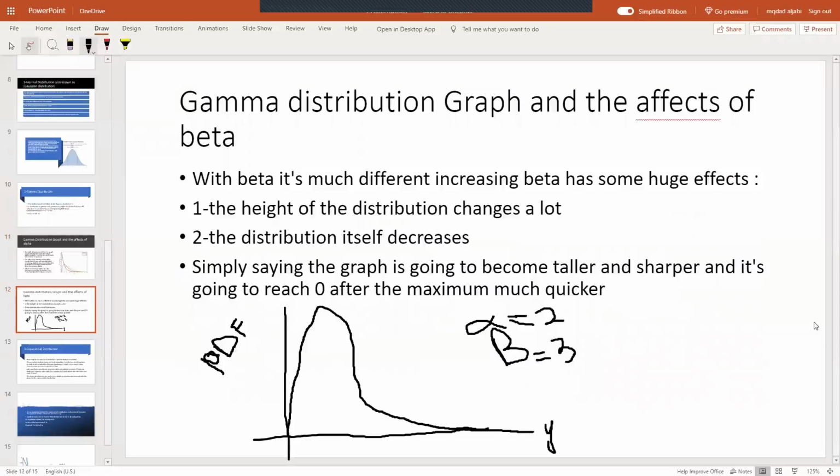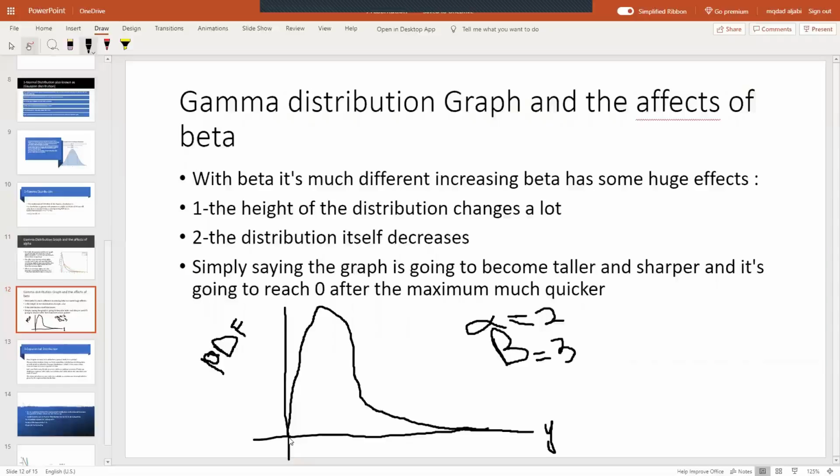Gamma distribution graph and effects of beta. This time we're going to talk about the effects of beta. With beta, it's much different. Increasing beta has some huge effects. The height of the distribution changes a lot. Simply saying, the graph is going to become taller and sharper, and it's going to reach 0 after the maximum much quicker.